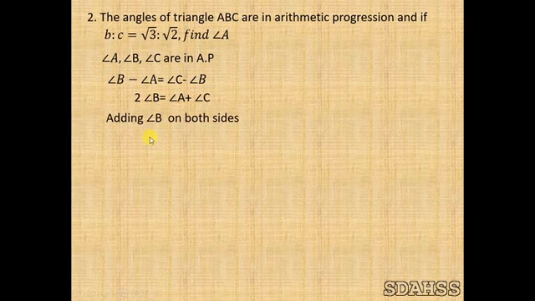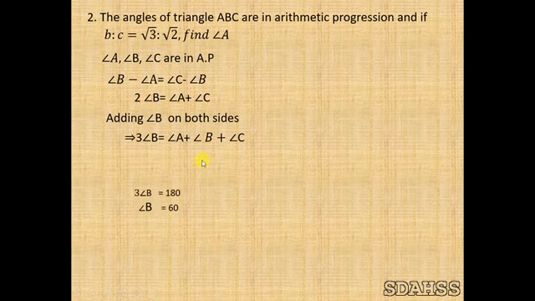Now adding angle B on both sides, you will get 3 times angle B is equal to angle A plus angle B plus angle C. 3 times angle B is equal to, we know that the sum of the 3 angles is equal to 180 degrees. Then angle B is equal to 180 by 3, 60. Angle B is equal to 60 degrees.